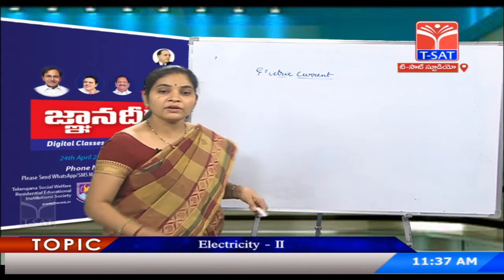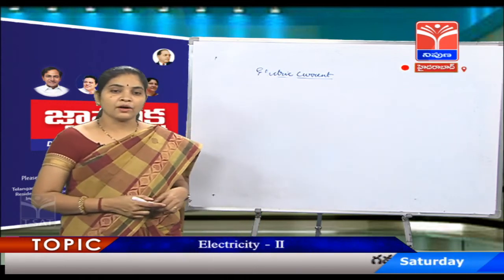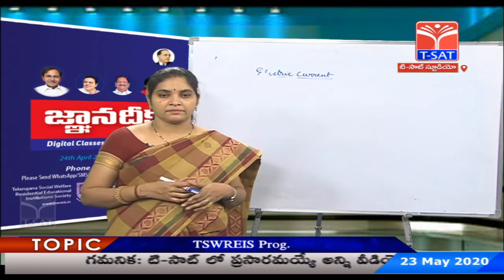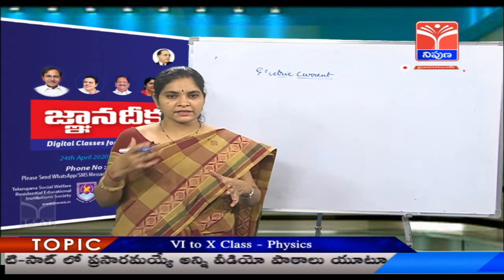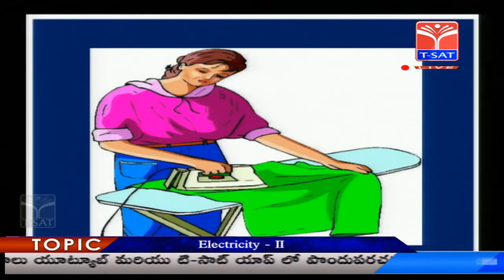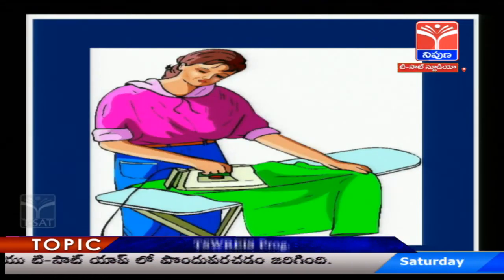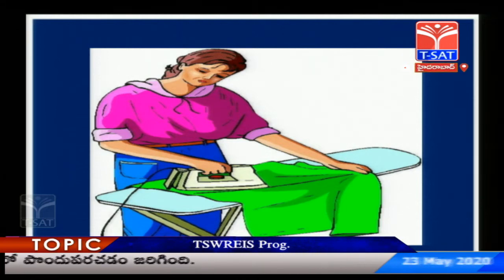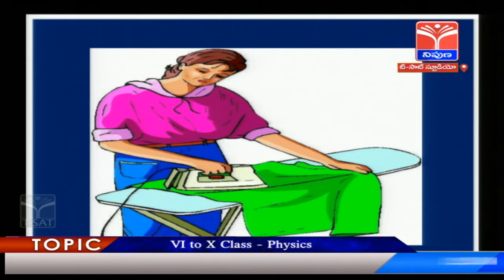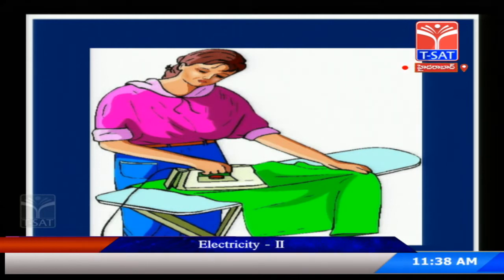Children, now let us discuss the different effects of electric current. Before we discuss the effect, look at this picture in the slide. What do you see in the picture? A woman is ironing the clothes.